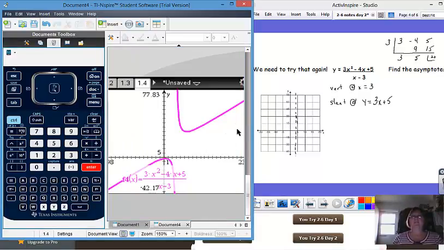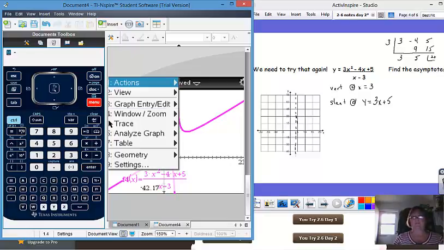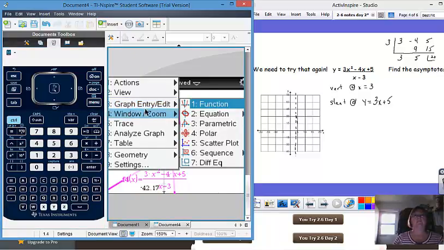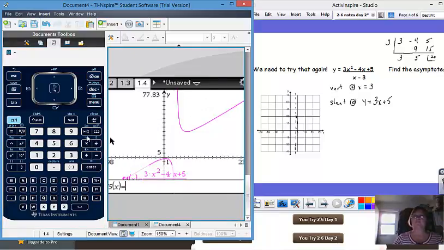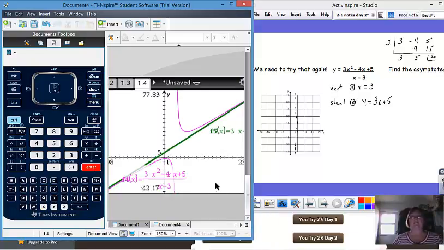Good. So we got the function in there, and we can see that it is in 2 pieces, as rational functions have to be at least 2 pieces. My claim is that the slant asymptote is the line 3x plus 5, so I'd like to see that at the same time. 3x plus 5. Hey, not bad. That fits right in there. So we got our slant asymptote.